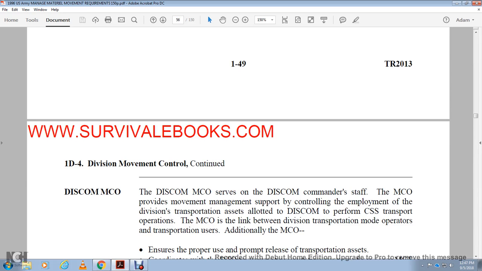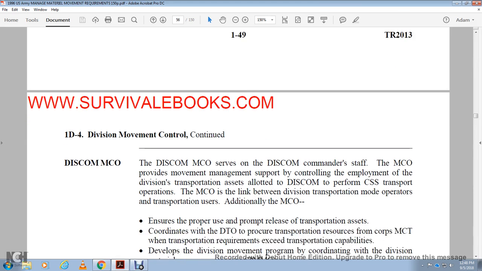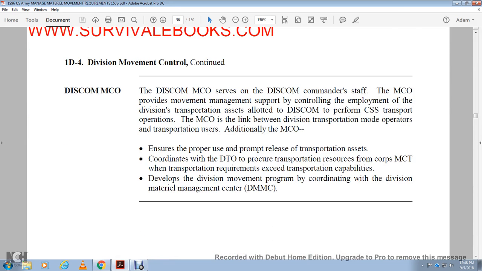The division MCO serves the division support commander staff. The MCO provides movement and management support, the control and employment of the division transportation assets of the division support command to prepare combat support services transportation operations. The MCO is the link between the division transportation mode operator and the transportation unit. The MCO ensures proper use of the assets and prompt relief of the transportation assets, coordinates for the division transportation officer, procures with the transportation of the MCT when transportation requirements exceed the transportation capabilities, develops the division movement program, and coordinates for the division materiel management center.